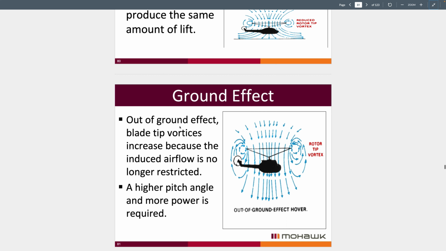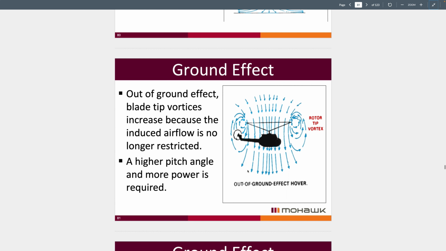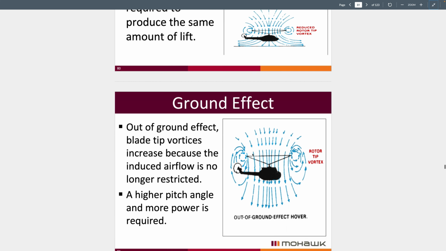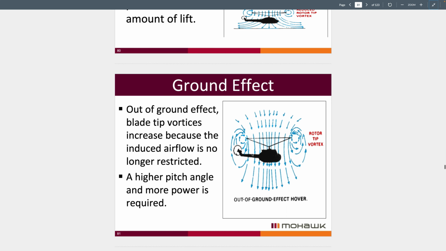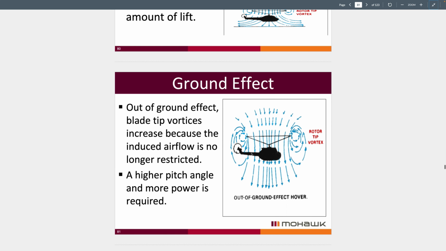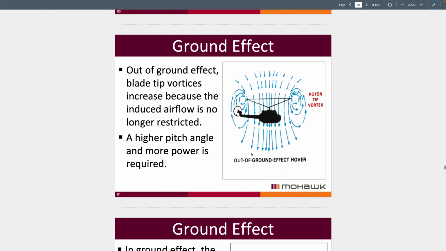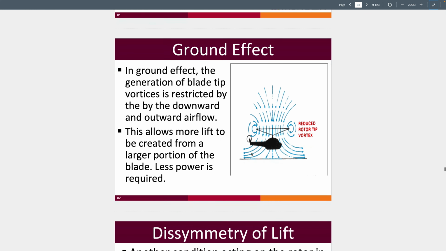When the helicopter is out of ground effect, blade tip vortices increase because the induced airflow is no longer restricted. A higher pitch and more power is required when you're out of ground effect. When you're in ground effect, you need a lower pitch and effectively less power to be able to have a controlled descent.